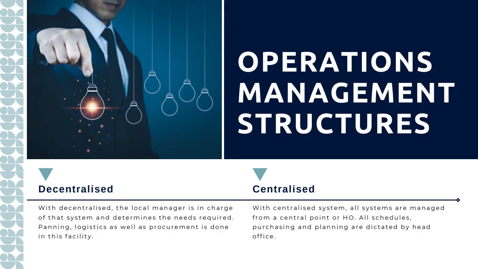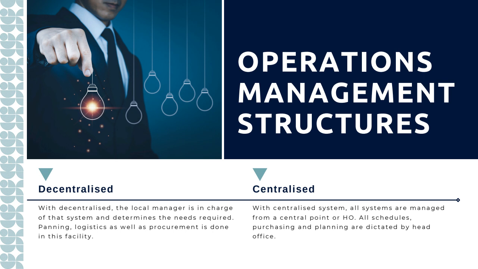And it's taking us through the different operation management structures. Okay. And with our different operations management structures, we can talk about something that is decentralized as well as centralized. So with decentralized, if you think about it, it's something where let's say, for instance, an organization has 10 branches. Every single branch has an operations manager.